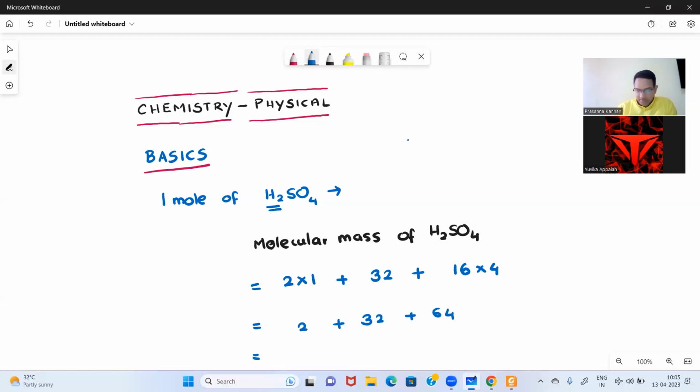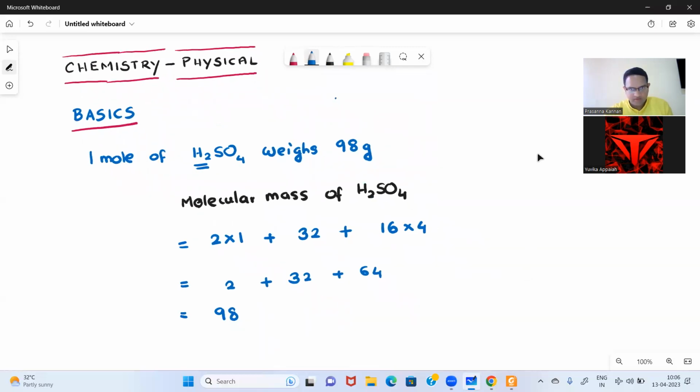So that would be 64 plus 32, 96, 96 plus 2, 98. So that's the molecular mass of sulfuric acid. When you express the molecular mass in grams, it is called 1 mole. So when I say 1 mole of sulfuric acid, how much does it weigh, Yuvika? 98 grams. That's all. Are you clear? That's the first thing. So you have to express your molecular mass in grams. That'll give you 1 mole, right?